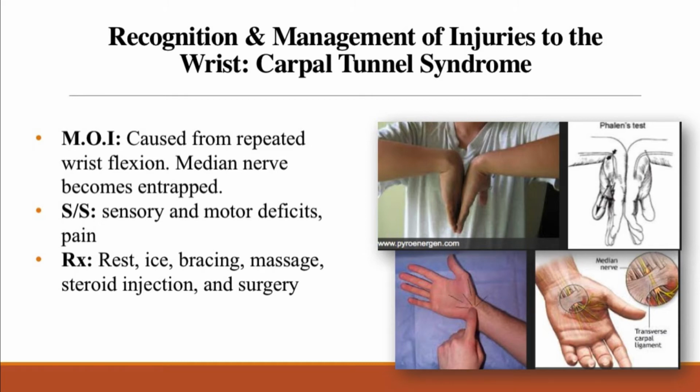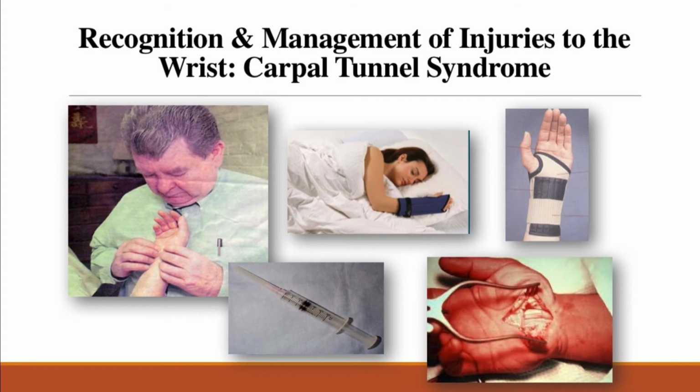There are many treatment strategies for this condition. Rest from repetitive activity and ice massage are the first line of treatment. The individual may also be fitted with a day and night splint, as shown in the presentation. Massage and stretching may alleviate some discomfort. Advanced treatments include cortisone injection, and surgical decompression of the transverse carpal ligament is warranted if all other strategies fail.